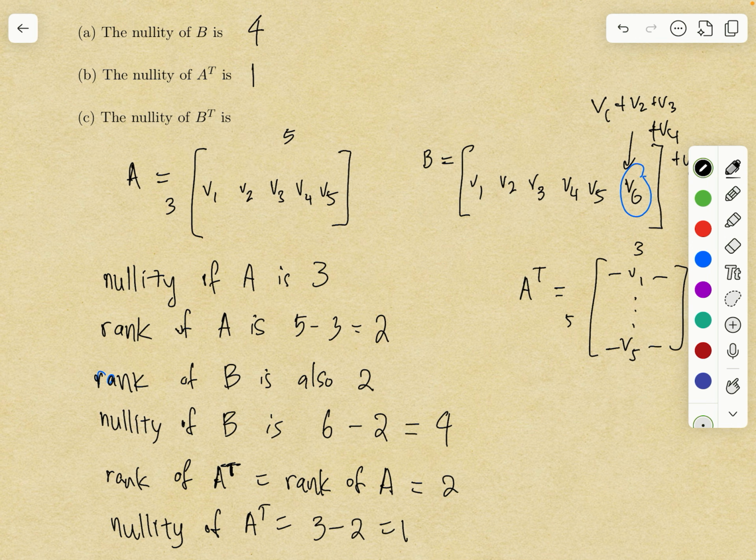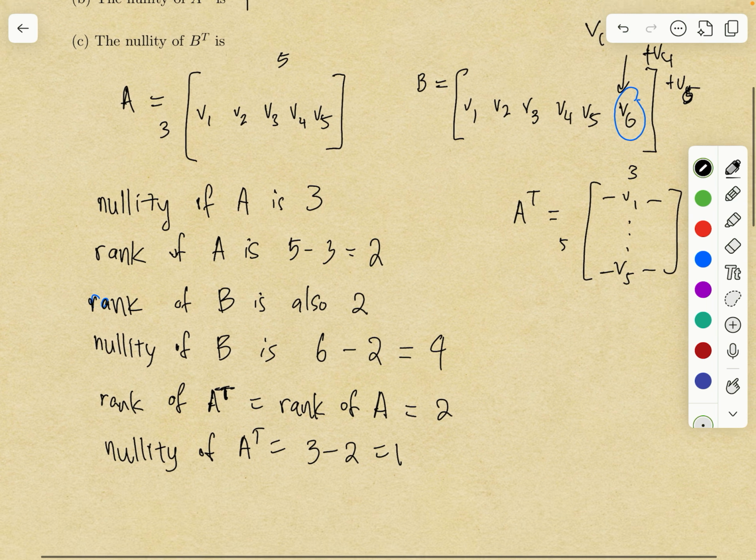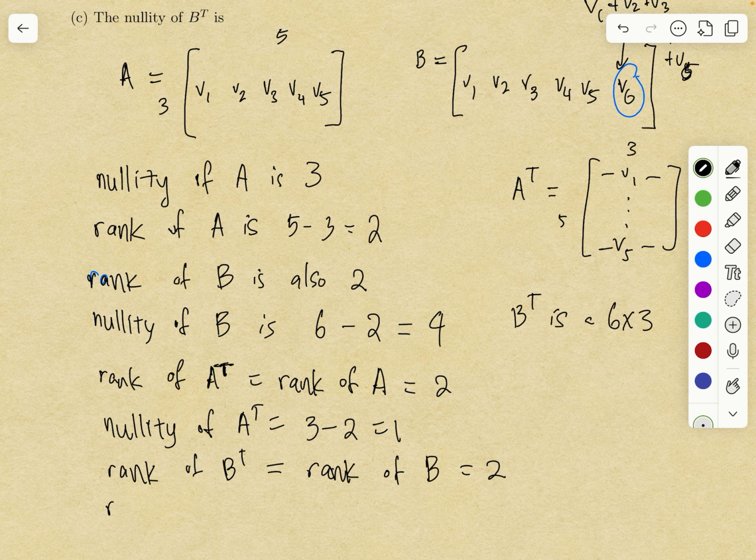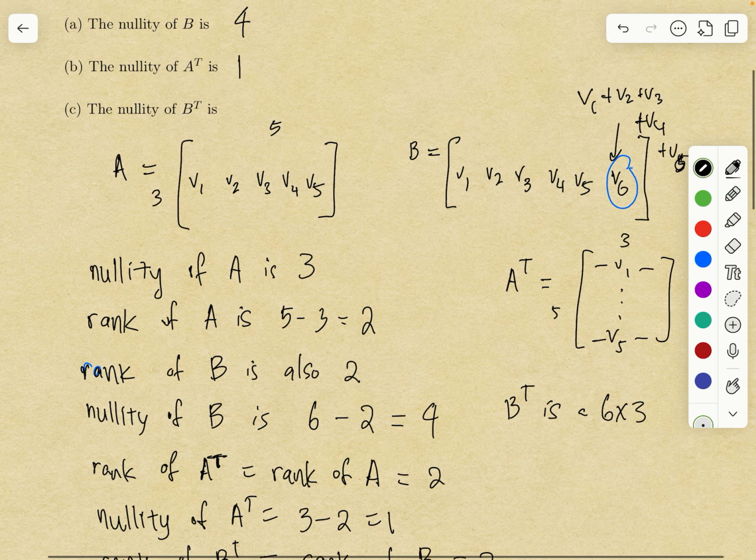Finally, what's the nullity of B transpose? Well, this is similar to what we did. The rank of B is 2, so the rank of B transpose, which is the rank of B, is 2. Now B transpose is a 6 by 3 matrix, so the nullity of B transpose is 3 minus 2, which is 1. So the answer is 1.